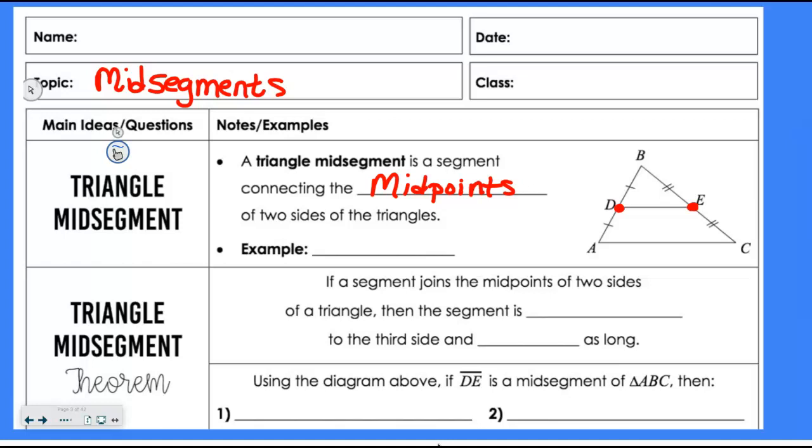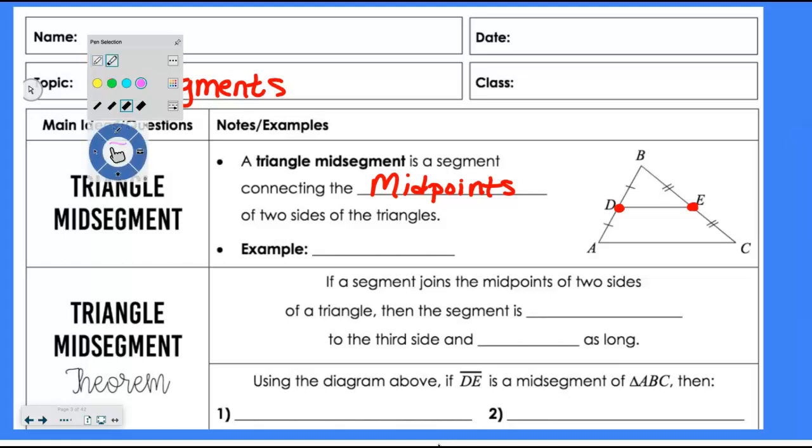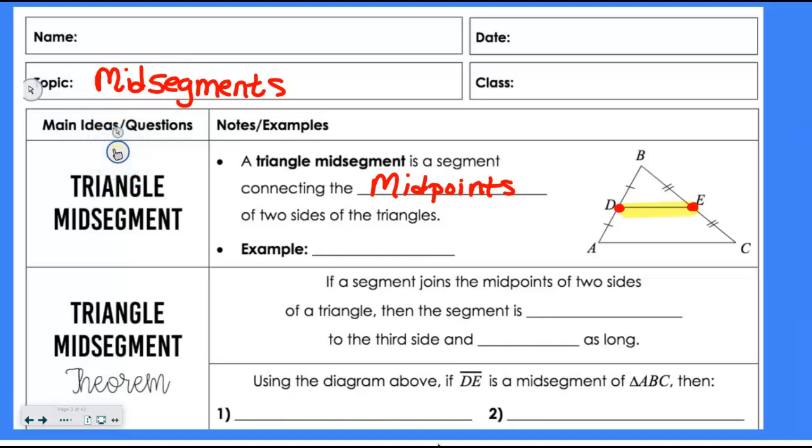So I'm going to go grab my highlighter and I'm going to highlight that midsegment. You might want to highlight in this chapter just because these triangles have lots of stuff on them. It's easy math, but there's just a lot on them. So that guy right there in yellow is called a midsegment of the triangle. There's actually three of them because I could have connected these two as well. But on this one, segment DE would be called a midsegment.